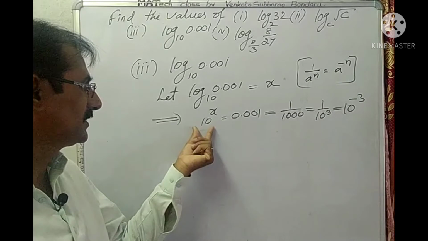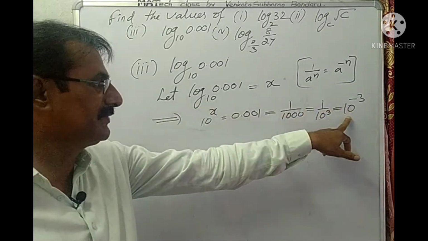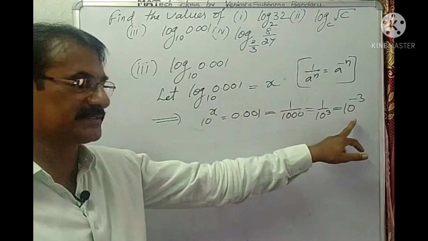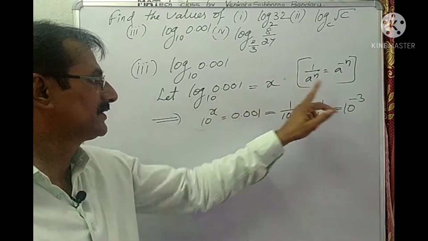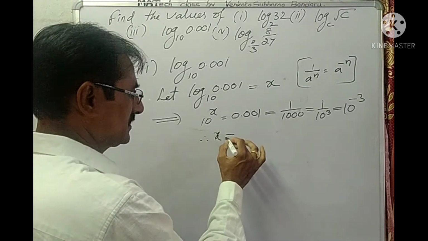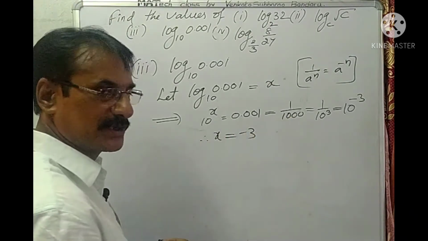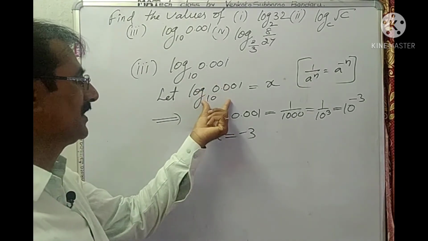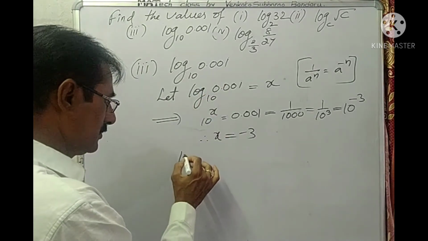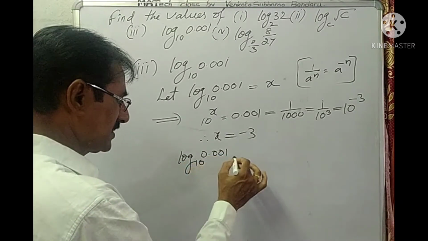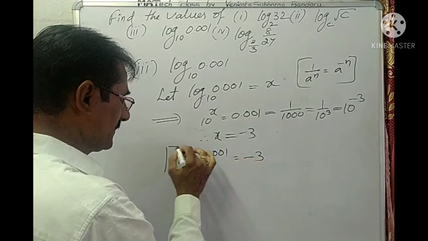On the left side, 10 to the power of x. On the right side, we got 10 to the power of minus 3. The bases are equal on both sides, so the exponents are also equal. Therefore, here x, there minus 3. x equal to minus 3. What is x? x is our assumed value of the given. Therefore, log 0.001 base 10 equal to minus 3.